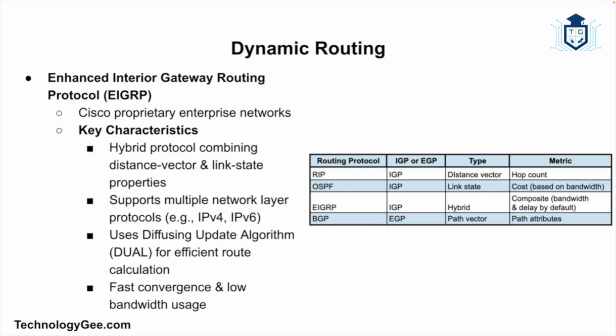Next, we have the Enhanced Interior Gateway Routing Protocol, or EIGRP. This is an advanced distance vector routing protocol developed by Cisco, and it is commonly used in enterprise networks. Some of its characteristics are as follows. It uses a hybrid approach combining distance vector and link state properties. It supports multiple network layer protocols. It uses the diffusing update algorithm for efficient route calculation, and it offers fast convergence and reduced bandwidth usage.